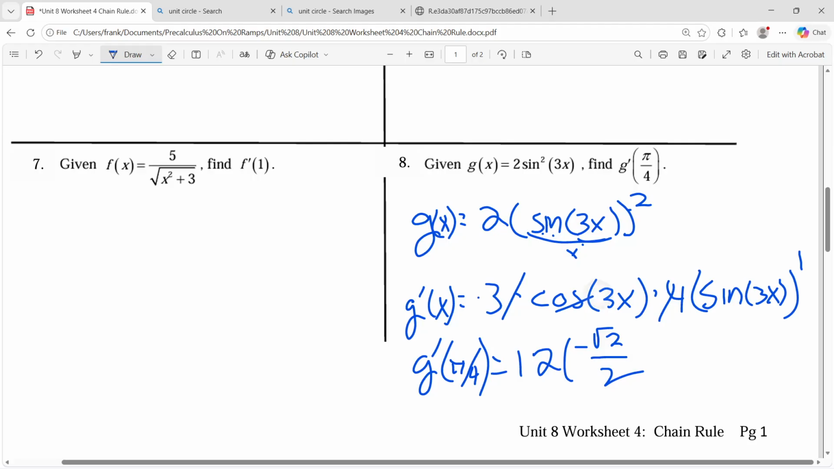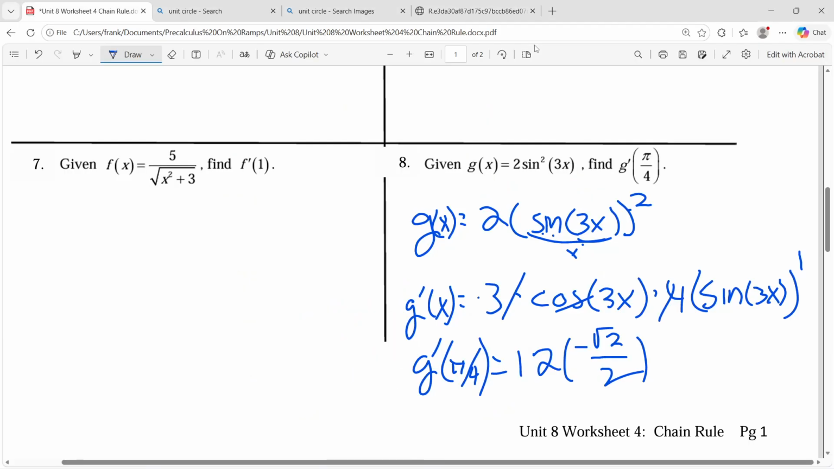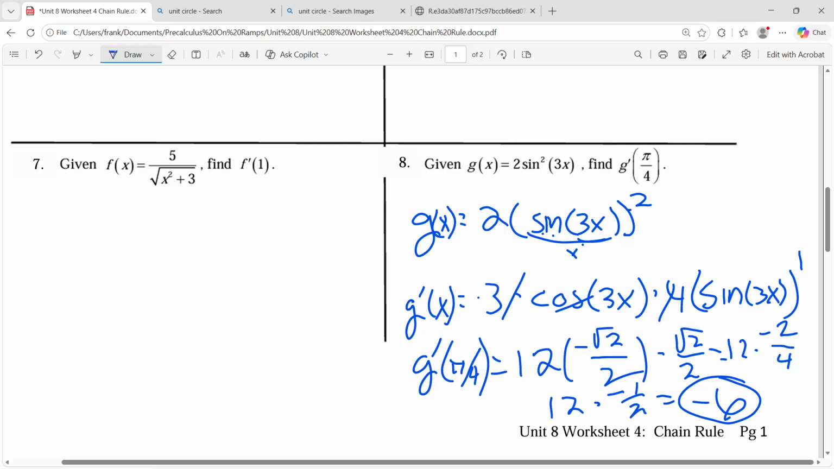I've already done the 4. And then sine of 3 pi over 4, well, unit circle, that's positive because it's in the second quadrant. That's positive square root of 2 over 2 times square root of 2 over 2. And so this is square root of 2 times square root of 2 is 2, negative 2. So 12 times negative 2 over 4, which is 12 times negative 1/2, which is negative 6. So chain rule. You go from the inside out.